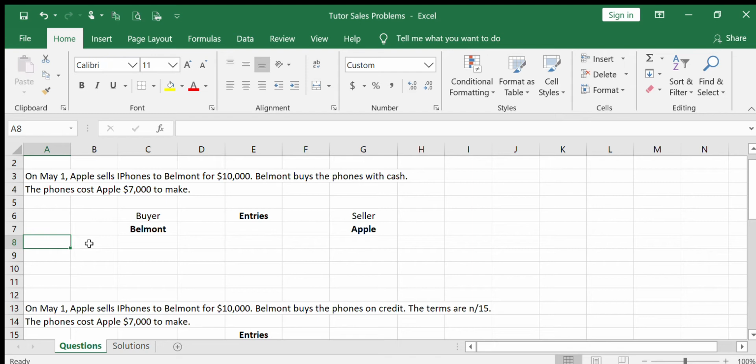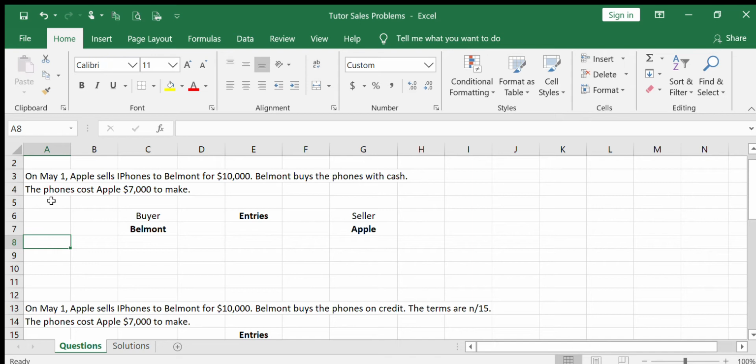So we're going to look at the same problem, but just do it three different ways with a little twist to each one. And we will add a little something to each problem so that we can learn a new concept. So the first thing that we're going to do is this problem right here that says on May 1st, Apple sells iPhones to Belmont for $10,000. Belmont buys the phones with cash. The phones cost Apple $7,000 to make. Alright, so we got our information.